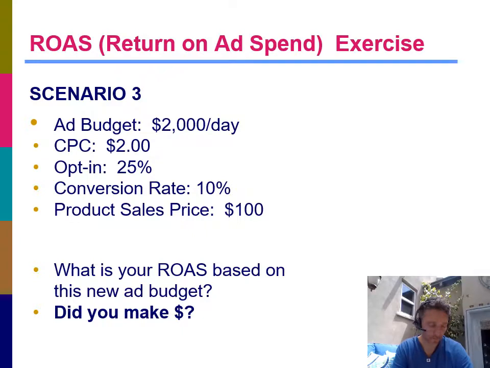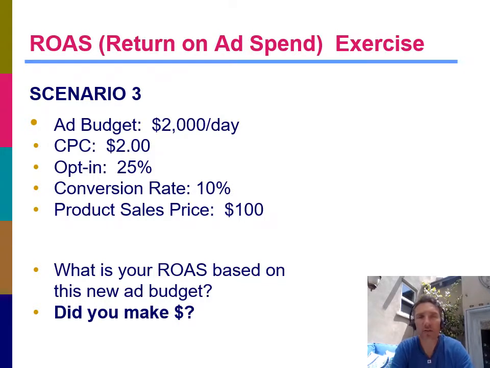What are our total sales? We had 25 sales. That's 250 leads times 10% conversion rate, giving us 25 sales at a purchase price of $100. That's $2,500 in sales. What's our return on ad spend? $2,500 in total sales divided by our ad spend of $2,000. That gives us a 1.25 return on ad spend. For every dollar of advertising we spend, we get $1.25 back in sales. Oh, we're getting lower. It's almost a 1-to-1 ratio, right?